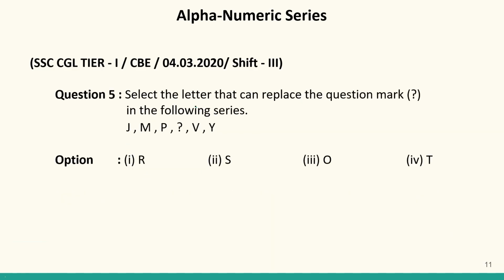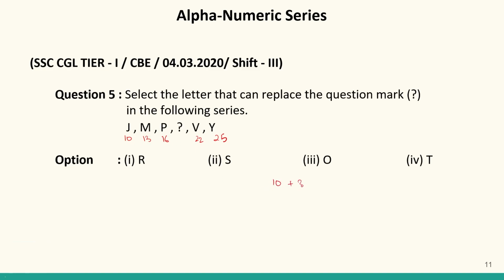Now this one looks like an easy series, right? Small series. J is positioned at 10. M is positioned at 13. P is positioned at 16. V is positioned at 22. And Y is positioned at 25. So I can very clearly see that we are going 3 steps forward.